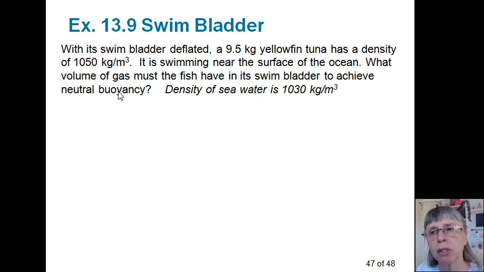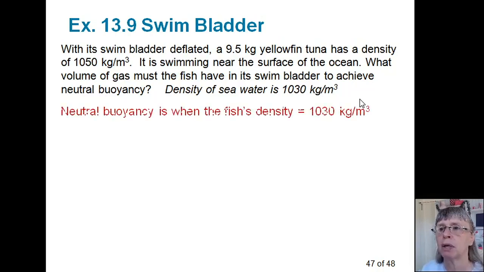Now remember, neutral buoyancy is when the object's density equals the density of the liquid around it. In this case, the density of seawater is 1030. So with the swim bladder empty, the fish has a density of 1050. With the swim bladder full, the fish has a density of 1030. Now we know the mass of the fish, so it should be pretty easy to figure out the change in volumes, right? You know mass and you know density. So we're just going to calculate the volume of the fish in both cases.